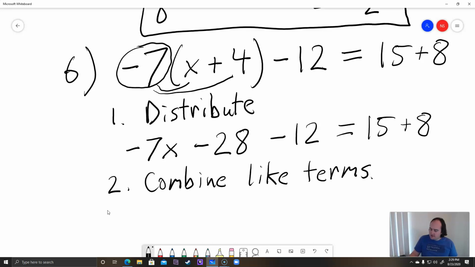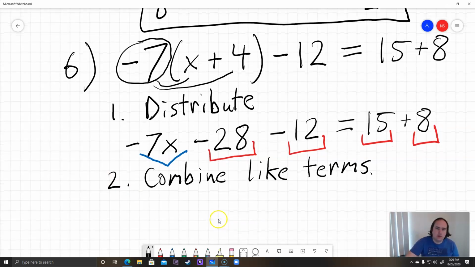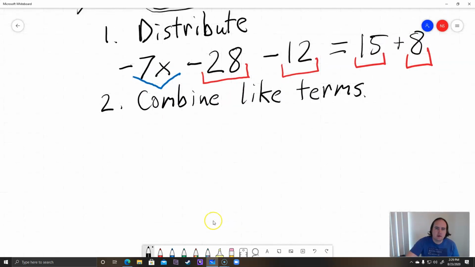Okay, so what are the like terms here? Well, we see that on the left side we have negative 28 and negative 12. Those are like terms because they both don't have variables. And then on the right side we also have 15 plus 8, and we can combine those. On the left side we have a negative 7x, but we can't combine that with anything because there's no other terms involving x. So if we're combining like terms here, all we can combine are the constants.